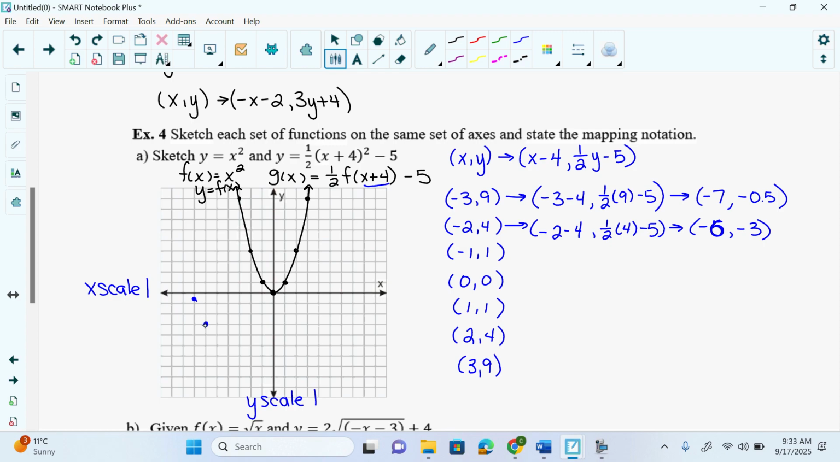Okay. And then we have, I have to go back up here. -1 minus 4, comma 1/2 of 1 minus 5. So we get -1 minus 4 is -5. 1/2 of 1 is 0.5. 0.5 minus 4 is -4.5. And then 0, 0 is my vertex. So it'll still stay my vertex. 0 minus 4. 1/2 of 0 minus 5 becomes -4, -5.